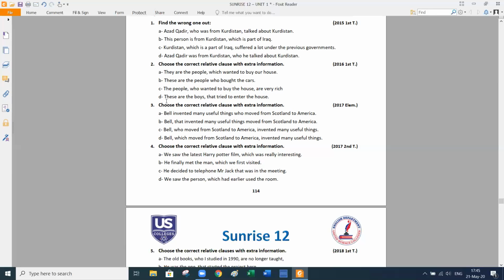Now we have only one left. These are the boys, comma, that tried to enter the house. Okay, let's look. These are the boys. Again, let me say, in this sentence, I would need a defining relative clause again, because these are the boys. If you finish the sentence here, anybody would ask, what boys? I need to define what boys. So it would be better to use a defining relative clause here.